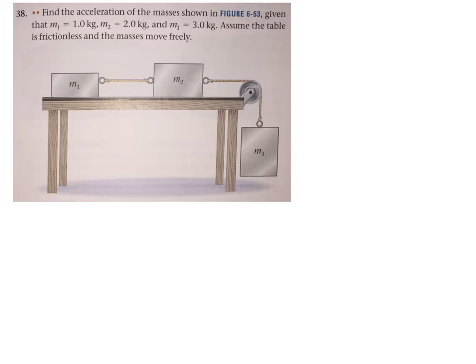So we draw free body diagrams, and we say box 1, and then box 2, and then box 3. And we'll give it a name. We'll say that box 1 moves over with acceleration A, which means box 2 moves over with acceleration A, which means box 3 moves downward with acceleration A.